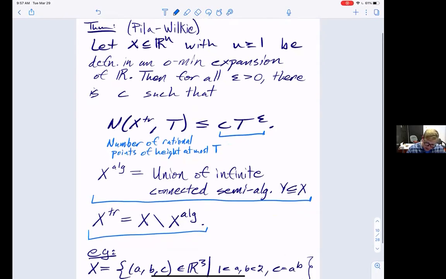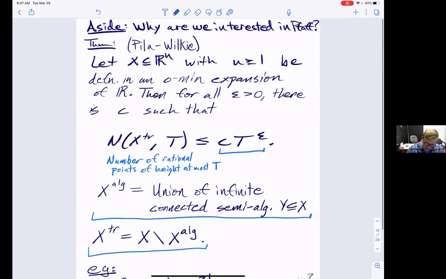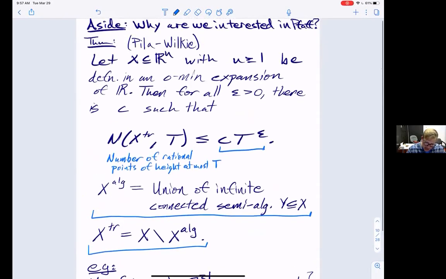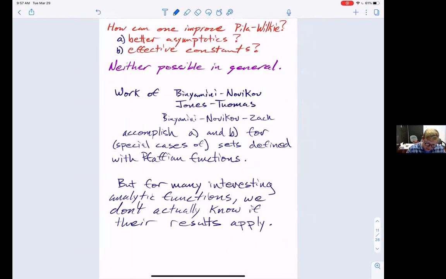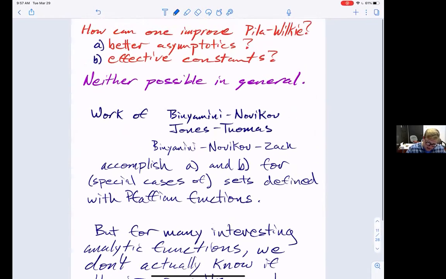But there are some questions that you can ask about the Pila-Wilkie theorem. I think the main questions are, how can one improve the theorem? And in general, you can't. But you might ask for a better asymptotic, or you might ask for an effective constant. And of course, you can't do either in general.